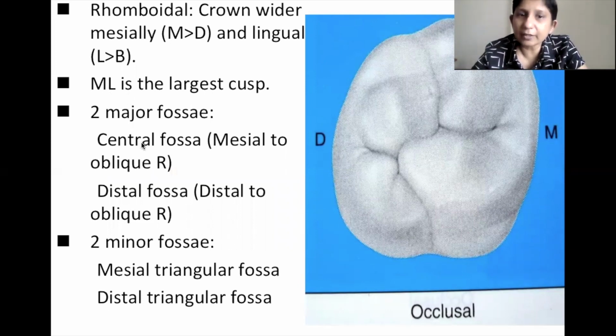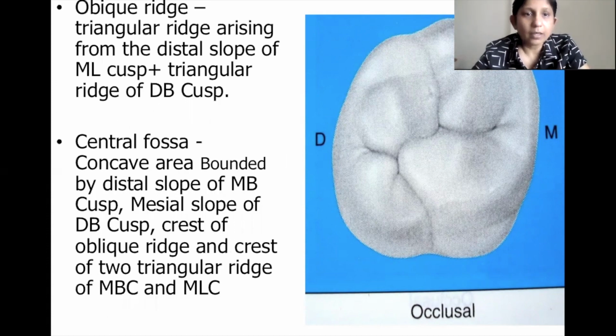major fossae, that is the central fossa, mesial to the oblique ridge. So this is the oblique ridge, and this is the aspect which is mesial to the oblique ridge. So what is this fossa? This is the central fossa. So the central fossa is the fossa which is seen mesial to the oblique ridge. This is the oblique ridge. This is the fossa which is mesial to the oblique ridge. And you have a distal fossa which is distal to the oblique ridge. So the basic point of reference in a maxillary permanent first molar will be your oblique ridge. And I've already explained about the two triangular fossae, the mesial triangular fossa and the distal triangular fossa. The oblique ridge I've also already told you.